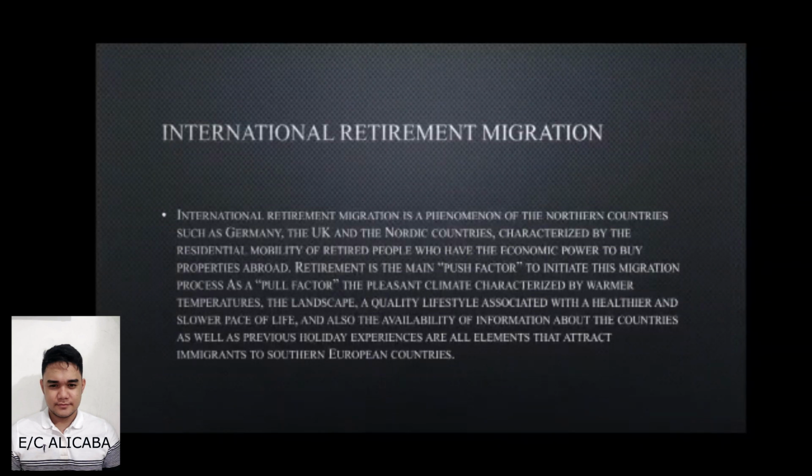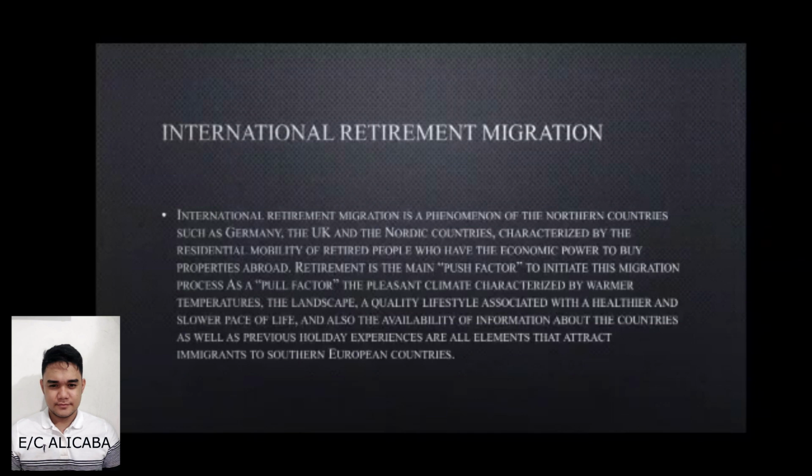As a pull factor, the pleasant climate characterized by warmer temperatures and landscape, a quality lifestyle associated with a healthier and slower pace of life, and also the availability of information about the countries as well as previous holiday experiences are all elements that attract immigrants to Southern European countries. So the bottom line of international retirement migration is simply to have a simple and better life and a relaxed life to spend your retirement.